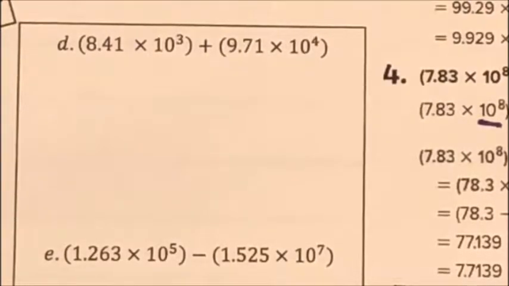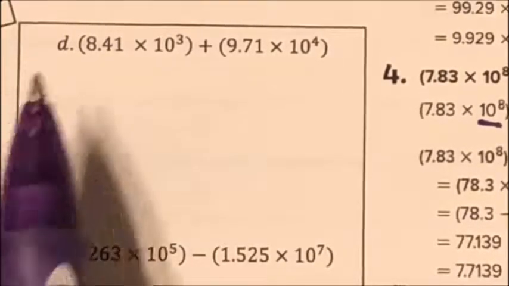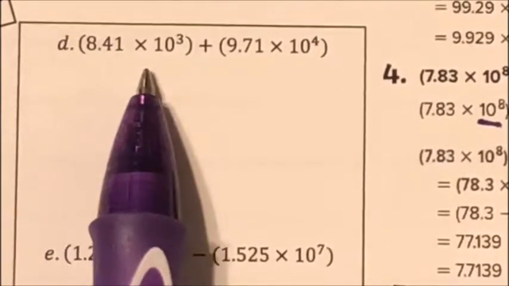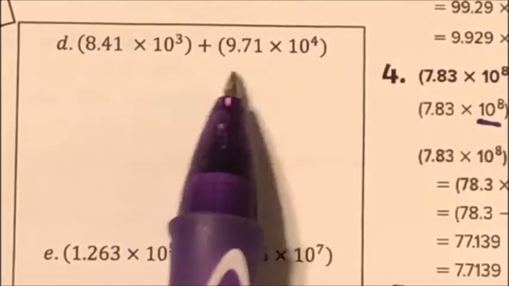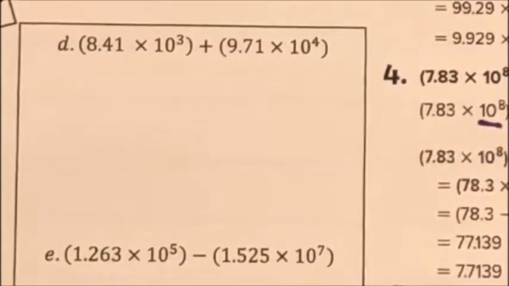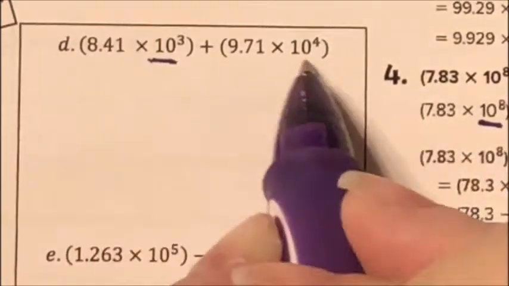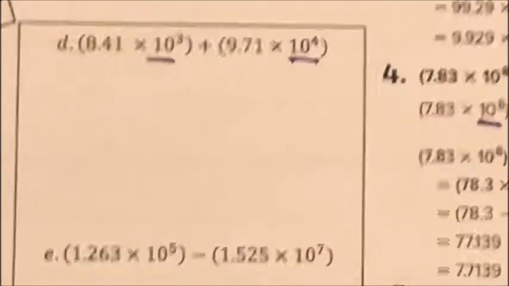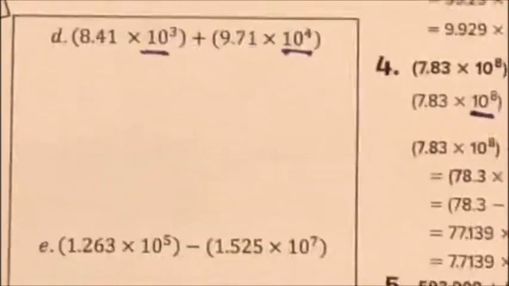All right, now that you've had a chance to pause the video and try the problems yourself, let's go over the answers together. So letter D says 8.41 times 10 to the 3rd plus 9.71 times 10 to the 4th. So notice that this and this are not the same. So I have to change them. So I'm going to go over to my workspace.